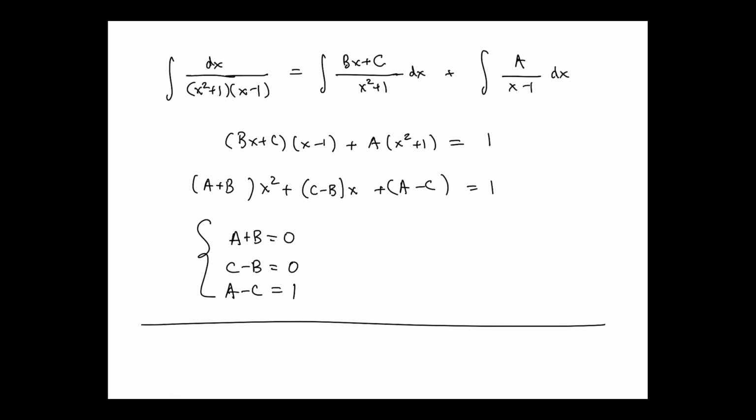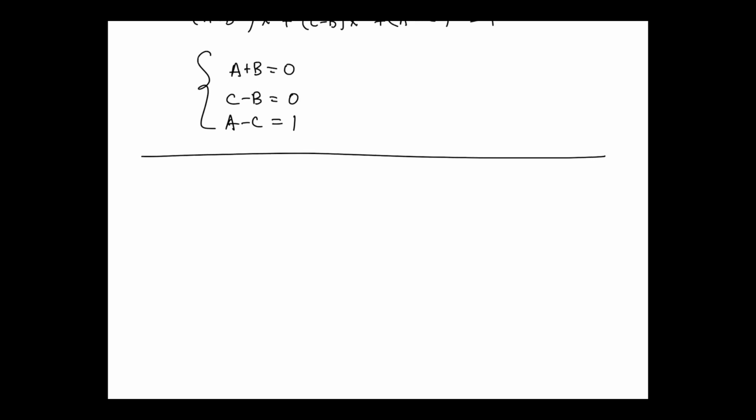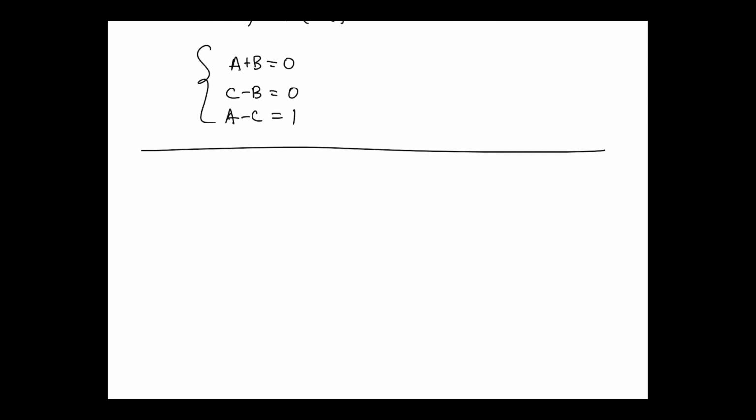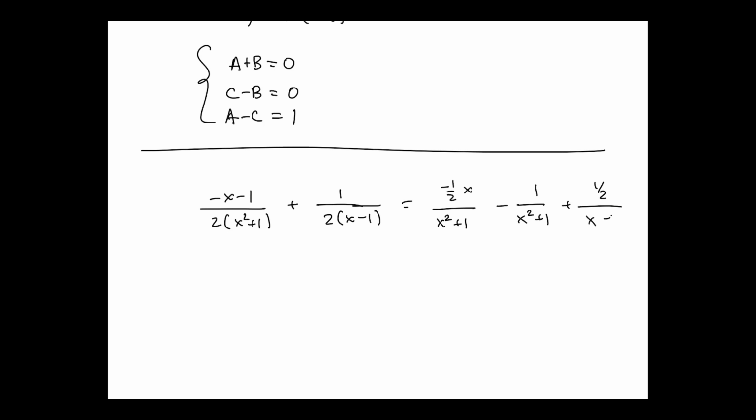Okay. So, what did we get, Will, for this? It was the machine's fine. Okay. So, I'm going to rewrite that slightly here as negative a half x over x squared plus 1 minus 1 over x squared plus 1 plus 1 half over x minus 1. Okay, same thing.